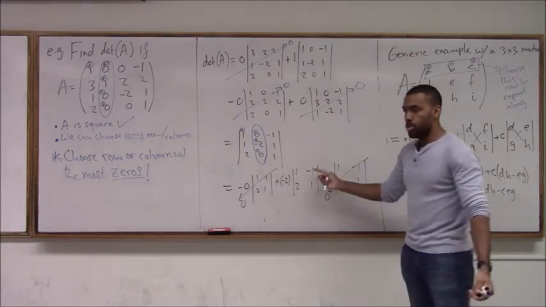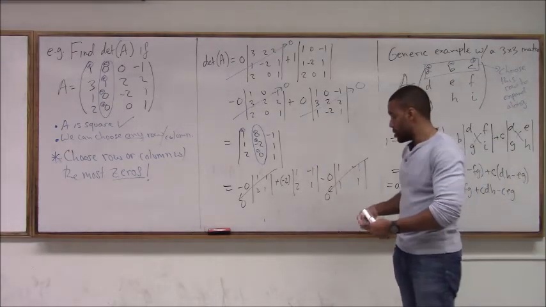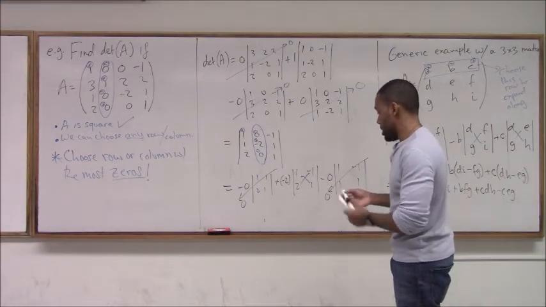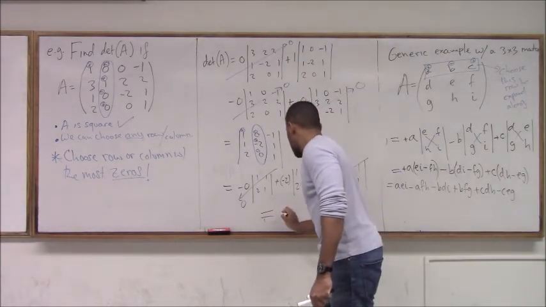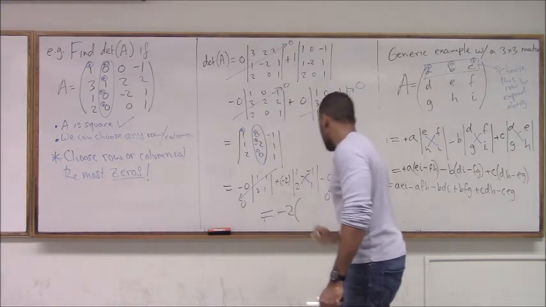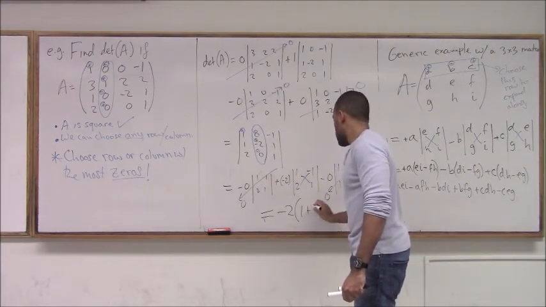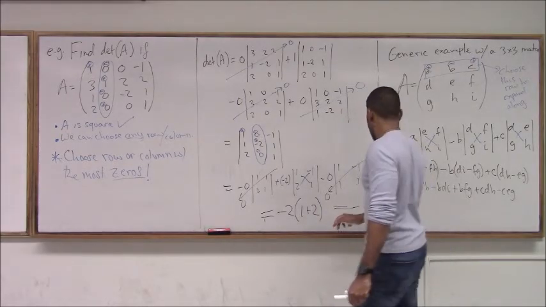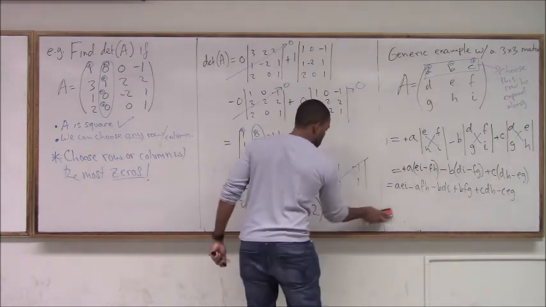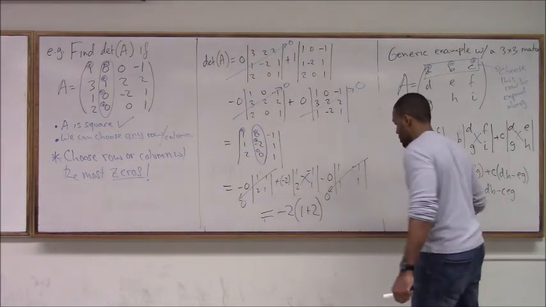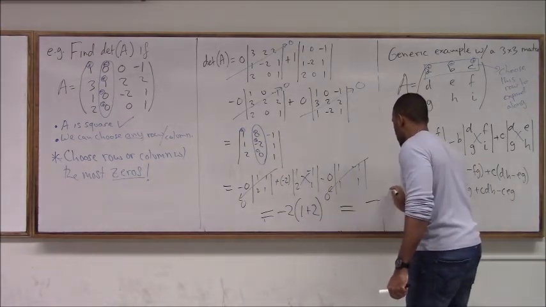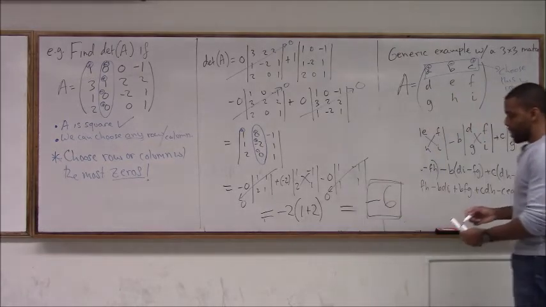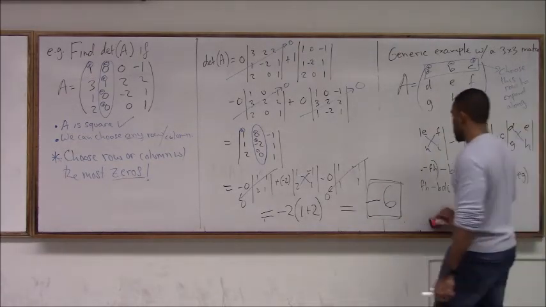And now we get to a 2 by 2. We know how to do the 2 by 2s. We do that cross multiplication thing. And so this ends up being minus 2 times 1 plus 2. In other words, that's minus 6. So minus 6 is the determinant of that matrix.